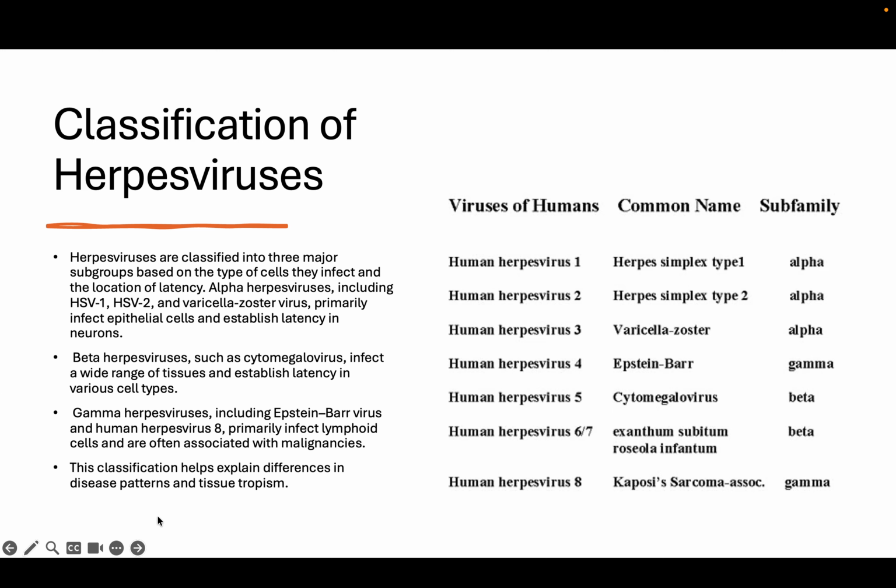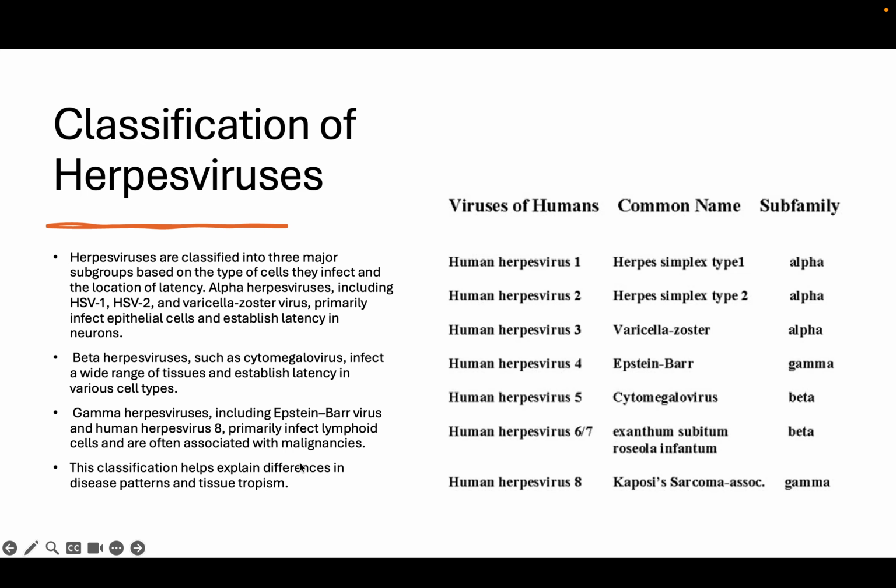Then you have the gamma herpes viruses. The gamma are the Epstein-Barr virus and human herpes virus 8, which we also call the Kaposi sarcoma associated virus. These primarily infect lymphoid cells. This could be your B cells, your T cells, or your NK cells. So they have a preference. The gamma herpes viruses love to go for the lymphoid cells, and they're more associated with malignancies. They love to induce cancer.